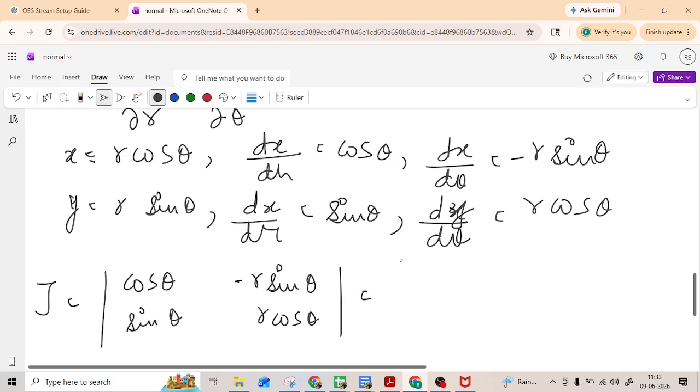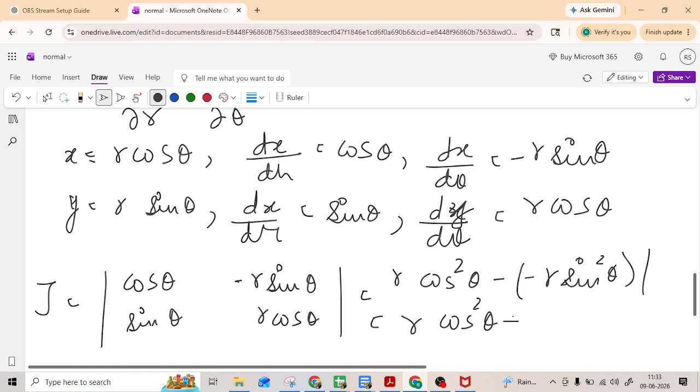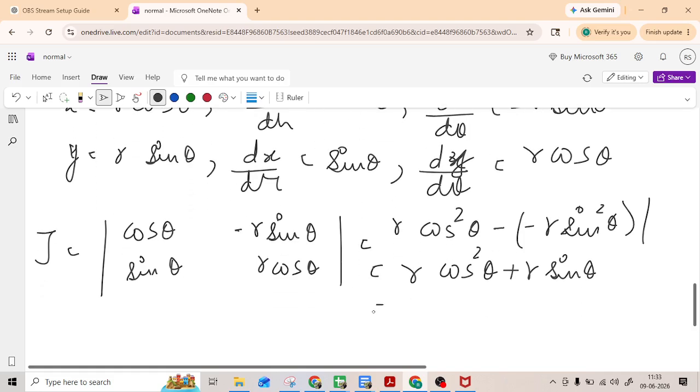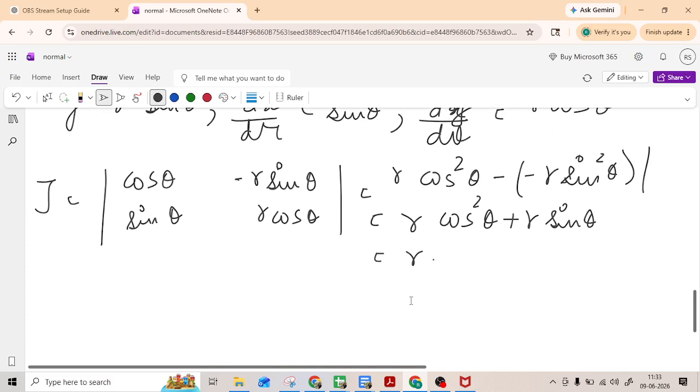And this is nothing but a determinant. So once you do this, you will get r cos square theta minus of minus r sin square theta. And this becomes r cos square theta plus r sin square theta, and then this becomes r. So essentially it's saying that the Jacobian is r.